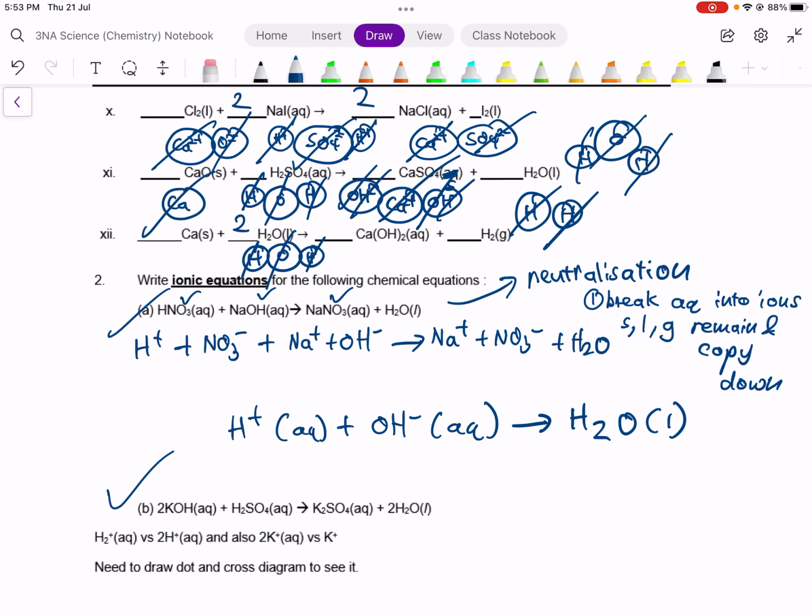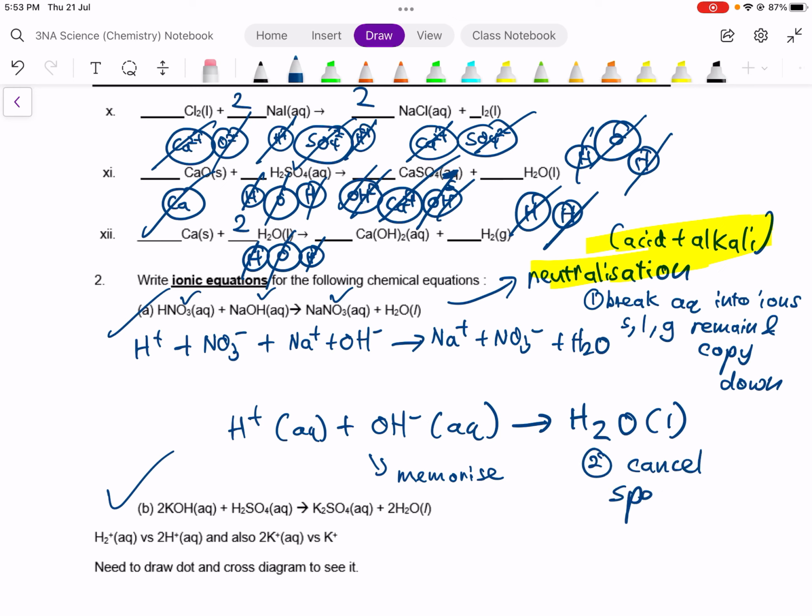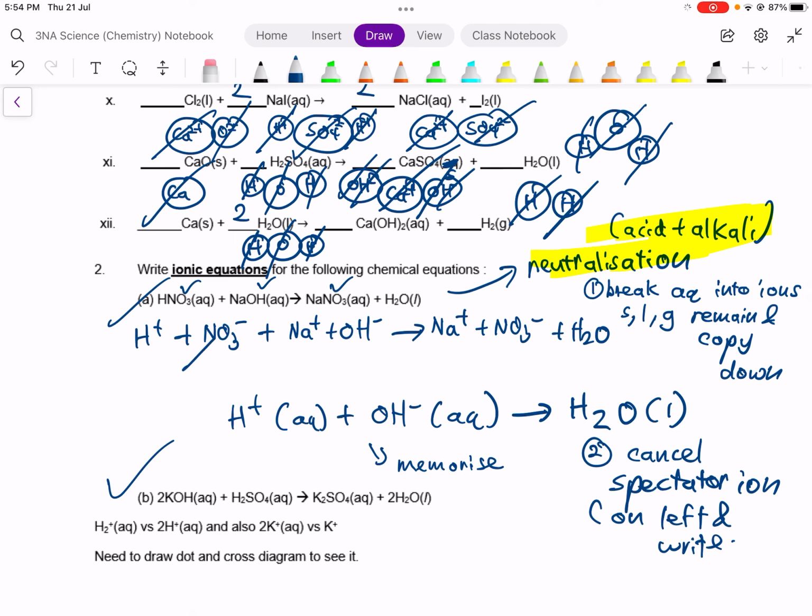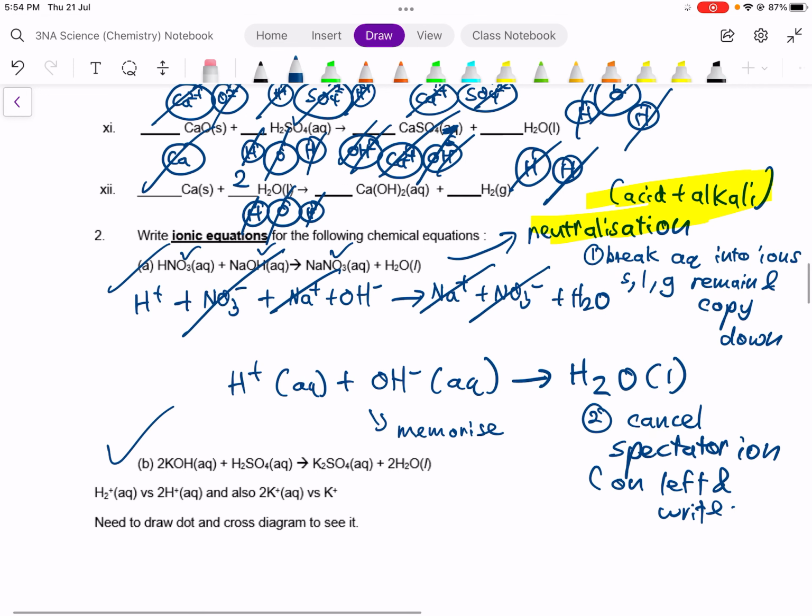If you really cannot go through the steps, just memorize this. This will be the final answer for neutralization. So neutralization means you have to be acid plus alkali. Step number 2, cancel the spectator ions. Spectator ions means those that are on the left and on the right, exactly the same thing, then you can cancel. Nitrate, Na plus. Then third step, copy down what is left.